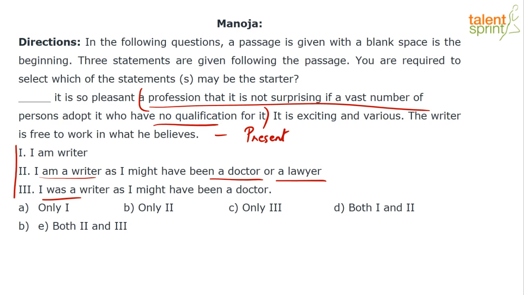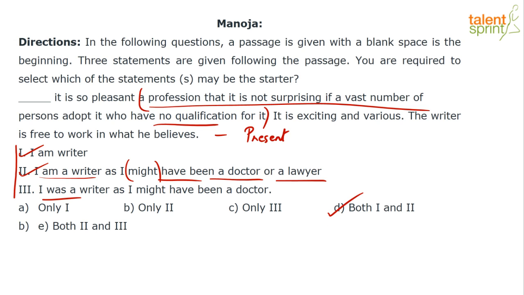Right? A writer has to qualify to become a doctor. A writer has to go through some certification, right? Might have been is only talking about a possibility. Have been is present perfect tense, right? It's not past tense. Might as a modal is only referring to a probability. Are you following? I am a writer as I might have been a doctor or a lawyer. So yes, option 1 without a doubt, but option 2 also is absolutely fitting in the context. And that's why it's both 1 and 2.